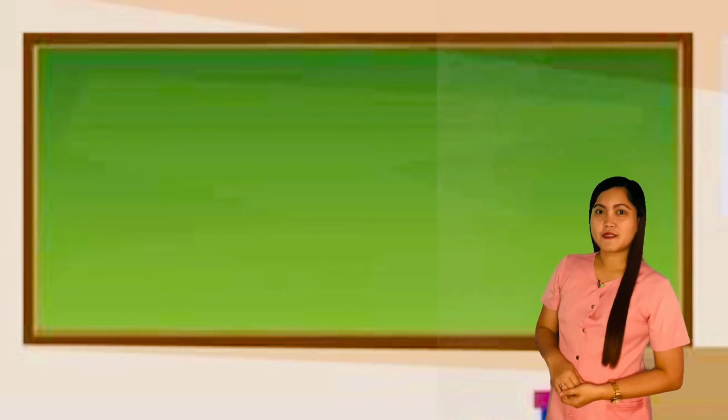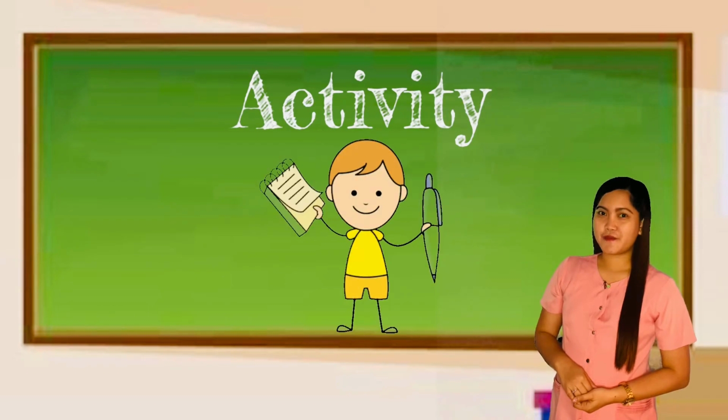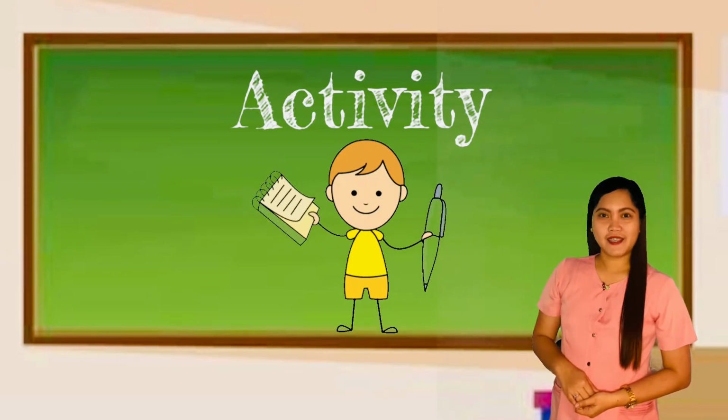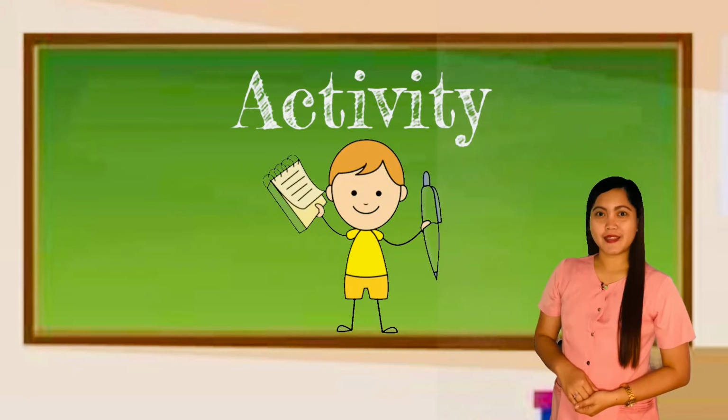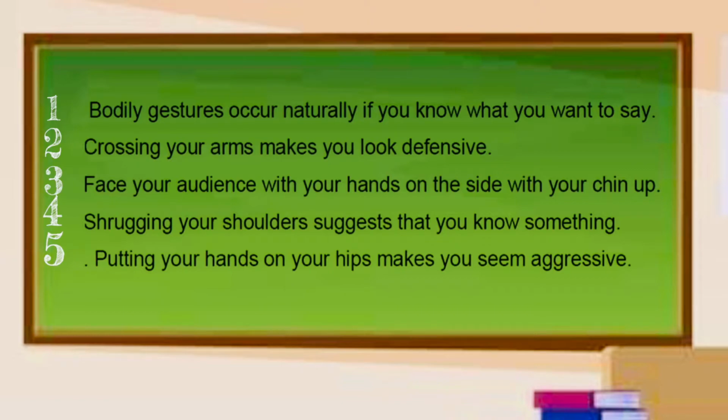Before we formally start the discussion, I want you to do this activity. Get your ball pen and your paper. The instruction is, write yes if you agree to the statement and no if you disagree. 1. Bodily gestures occur naturally if you know what you want to say. 2. Crossing your arms makes you look defensive.